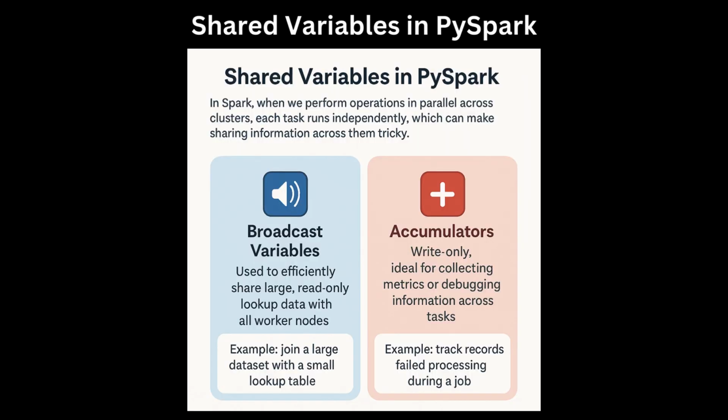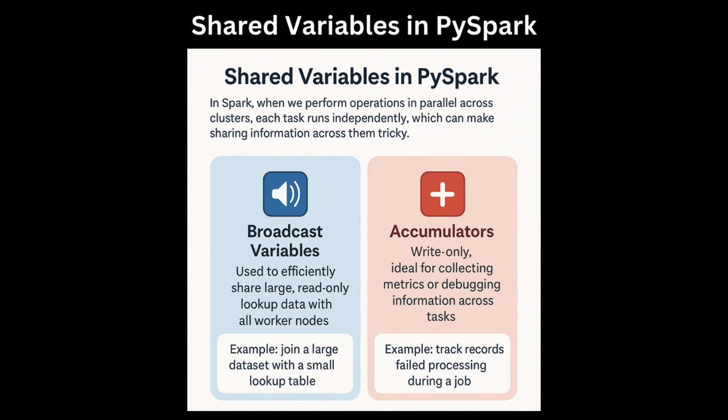In Spark, when we perform operations in parallel across clusters, each task runs independently, which can make sharing information across them tricky. That's where shared variables come in. There are 2 main types of shared variables in PySpark: broadcast variables and accumulators. Broadcast variables are used to efficiently share large, read-only lookup data with all worker nodes. Instead of sending a copy of the variable with every task, Spark distributes it once, saving network overhead and speeding up execution. A great example is when you want to join a large dataset with a small static lookup table.